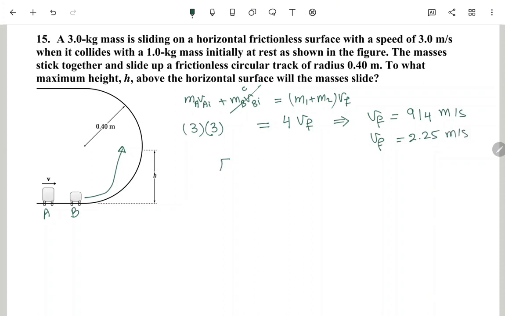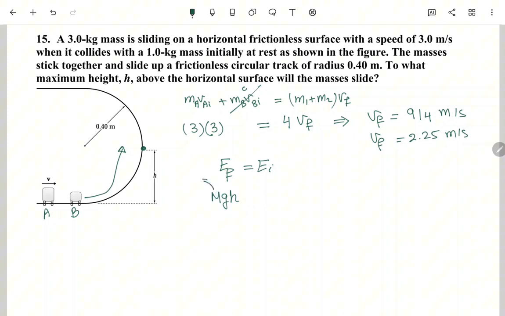Now E final equals E initial. Again, we use this rule because there is no friction on the track, and E final, this is the final position right here, is equal to mgh.